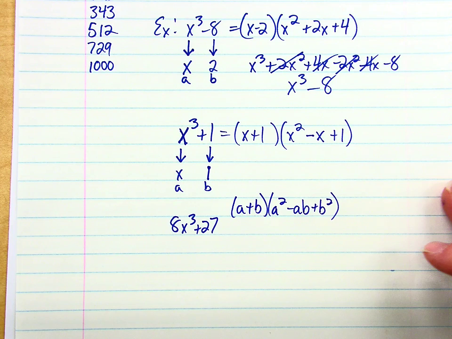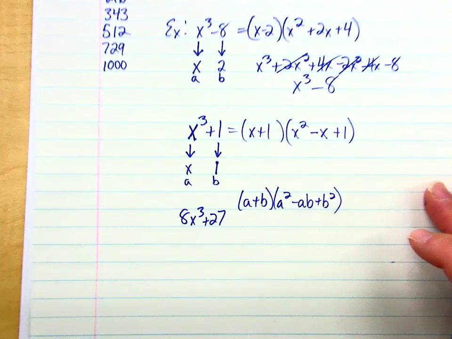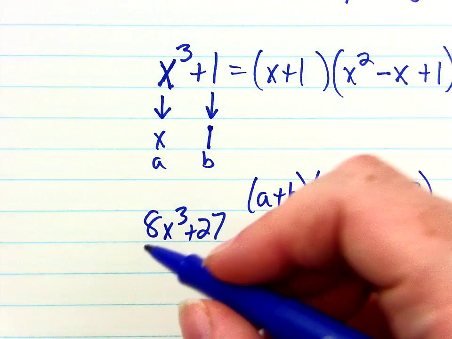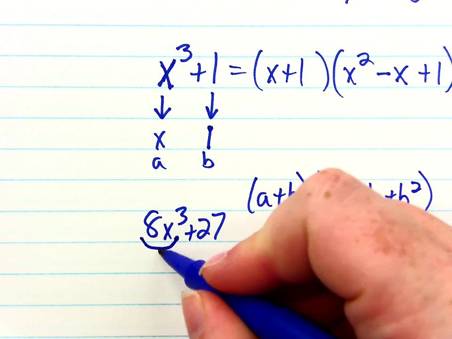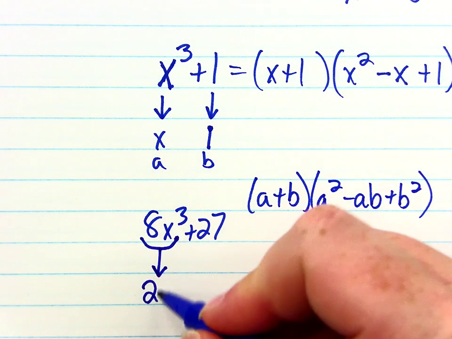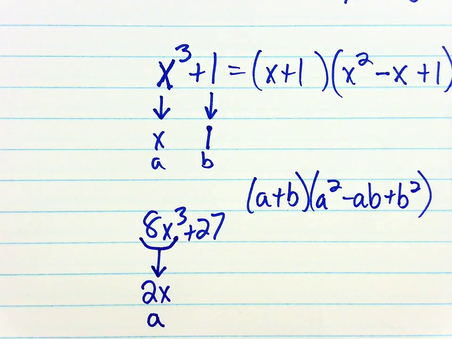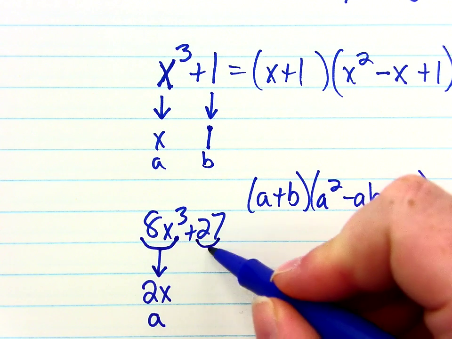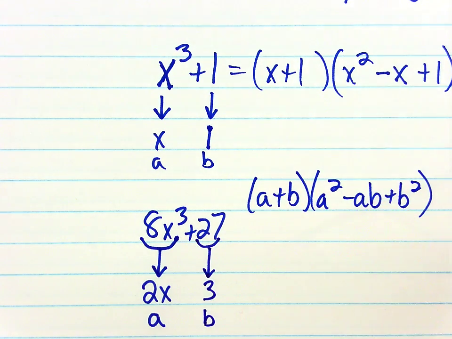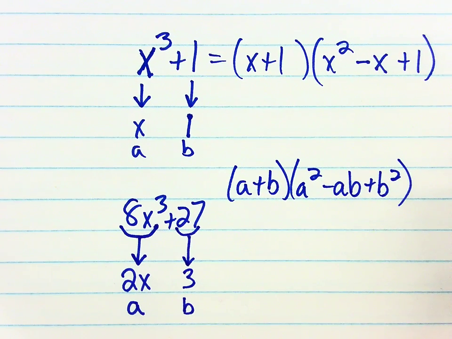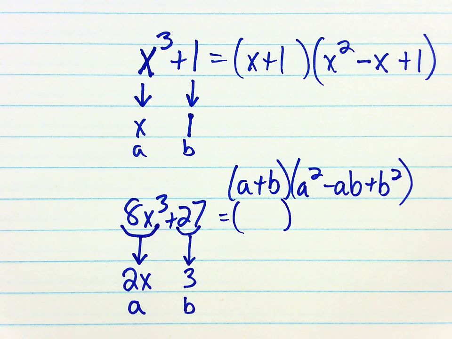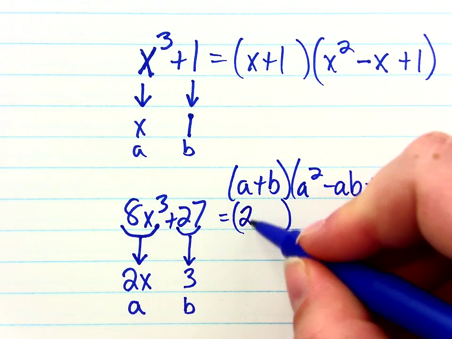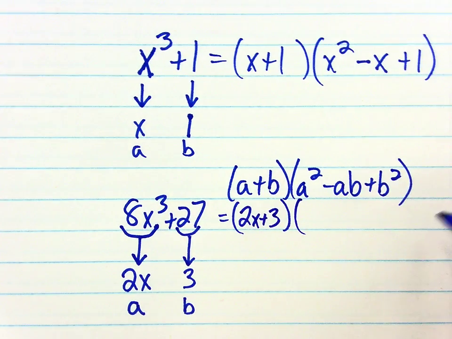Now, we have to think on this. You want to take the cube root of this whole thing. What's the cube root of 8x cubed? 2x. So that whole thing is a, little a. And the cube root of 27? 3. So that's going to go in for b. All right? So when I go and do this, what's a plus b? 2x plus 3.